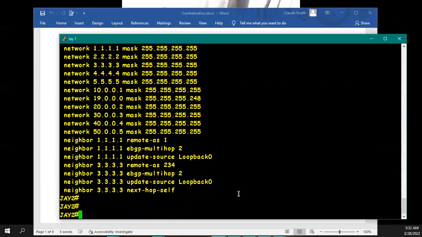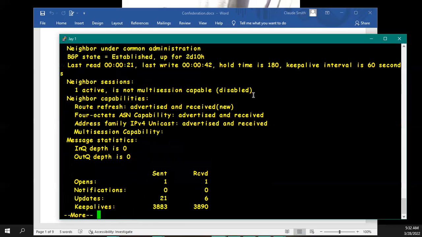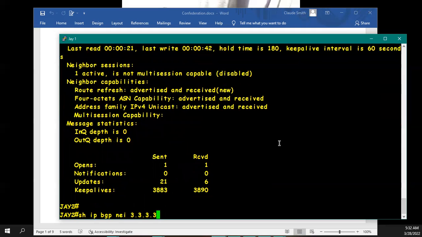Now, of course, you know the eBGP multi-hop comes into play when we're using loopbacks as interfaces, because one of the things that we know, and let me see if I can remember this command, show BGP, no, is it show IBGP neighbors? Let's go with the neighbor 22222. 33333, because we are on 2. Okay, so let me actually pipe that. That's too much information.